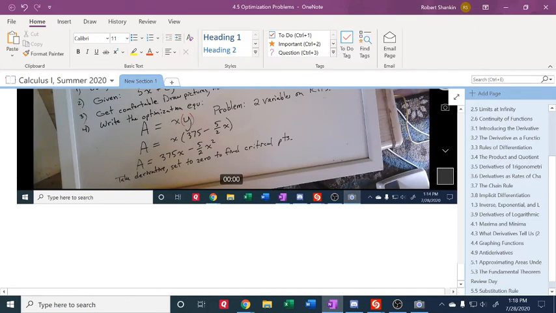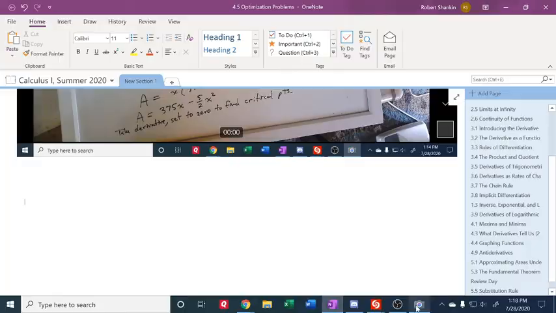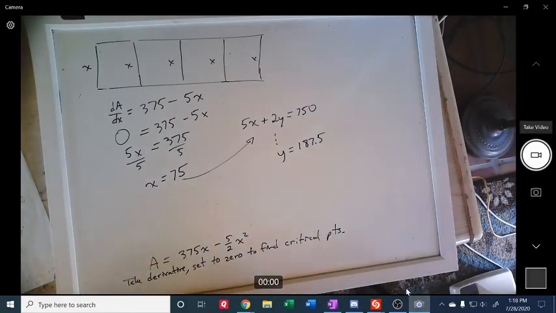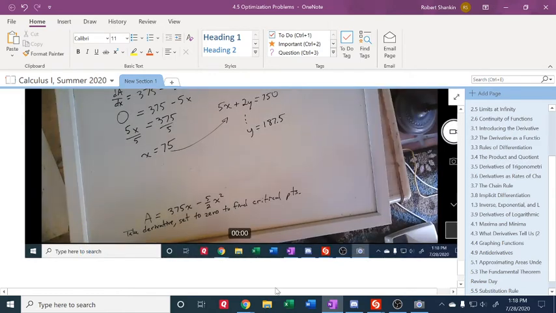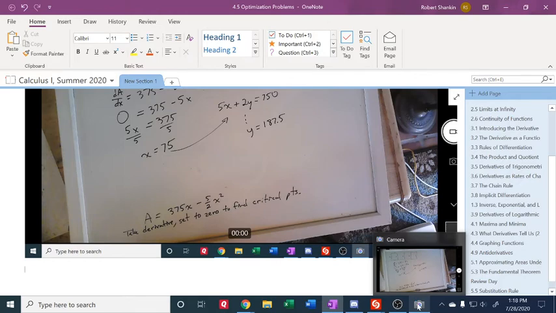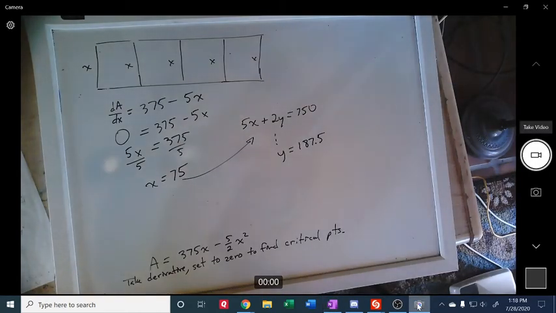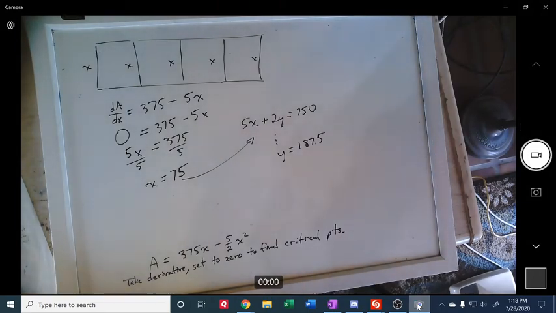Alright, so that is the basic setup for how we would do an optimization problem. Let me take a picture of this. Any questions? All right, because I'm going to go on to a new problem.